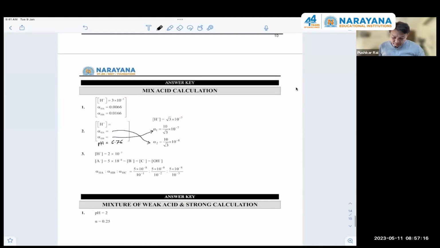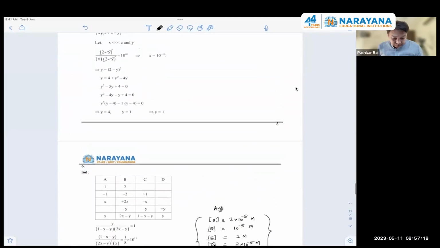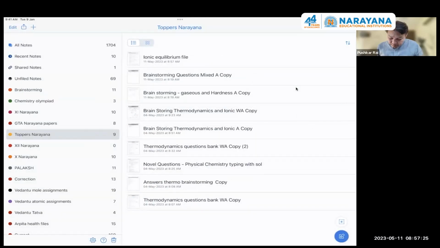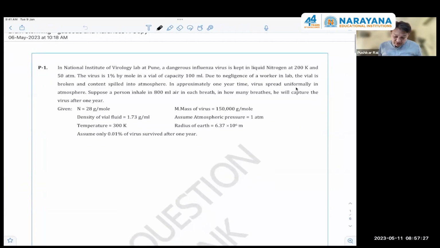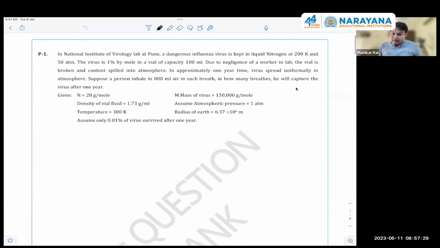Now let us move ahead. I think this brainstorming I will take now. This one. Have you tried this problem? This seems to be a very dangerous problem. Have you done it? Didn't get the answer. Didn't get the answer. I'll tell you the funda.